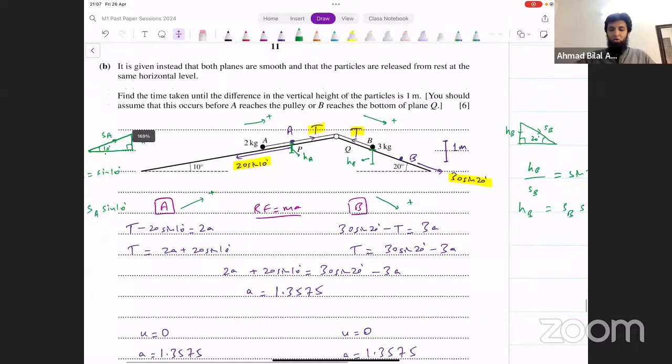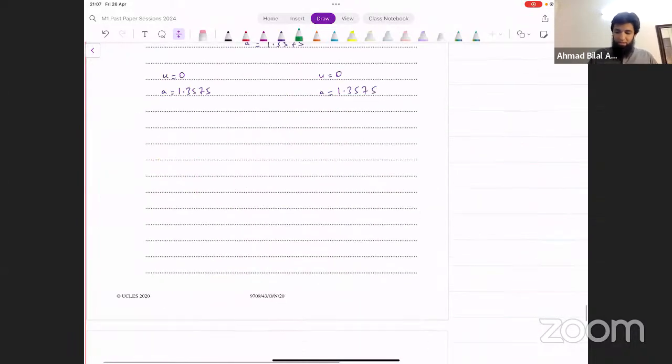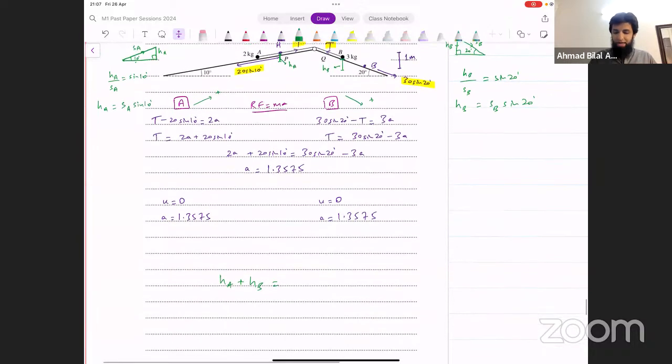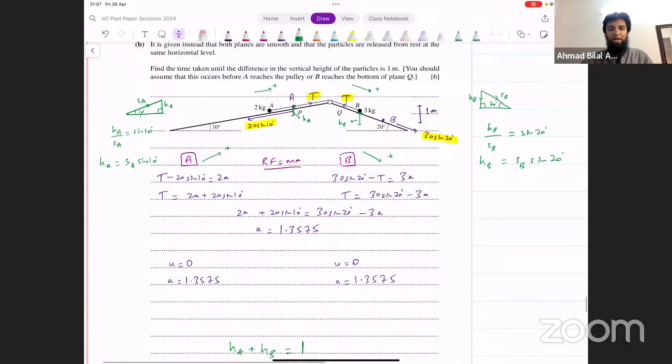Since the total difference in the vertical height at that point is 1 meter, what we can say is HA plus HB should equal 1 meter. Make sense? Because the total difference between vertical heights was supposed to be 1. That means whatever distance A has traveled vertically upwards, plus whatever distance B has traveled vertically downwards, their sum has to equal 1. Okay?